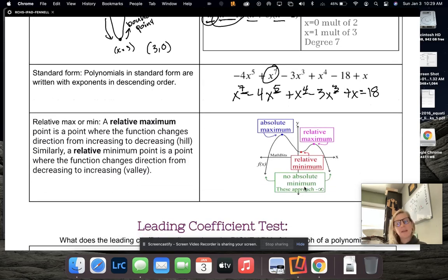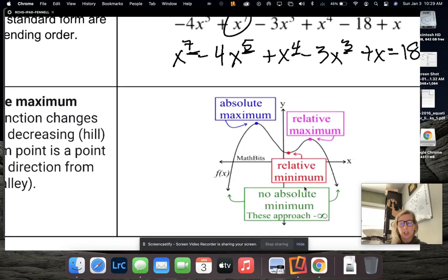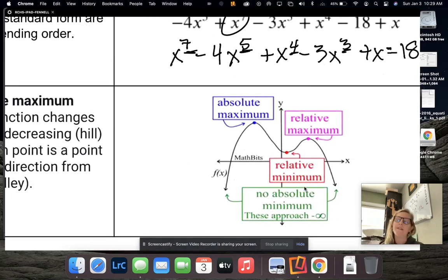Okay, relative min and relative max refer to when you get polynomials like this, you're going to get lots of little what we call hills and valleys. So hills are going to be relative or absolute maximums, and valleys are going to be relative or absolute minimums. Not everything is going to have an absolute minimum. Not everything is going to have an absolute maximum, right?